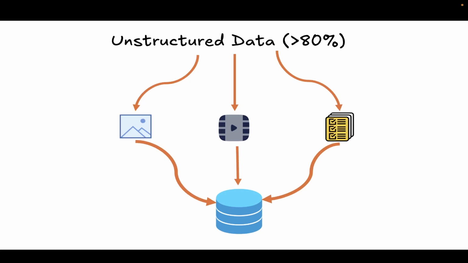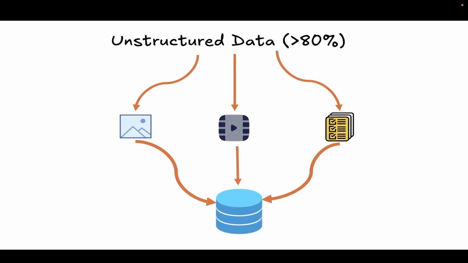Most of the data on the internet is unstructured. Nearly 80% of the data is unstructured. What is unstructured data? The data which cannot be neatly stored in relational databases, consider those data as unstructured. For example, images, videos, documents, they are all unstructured.